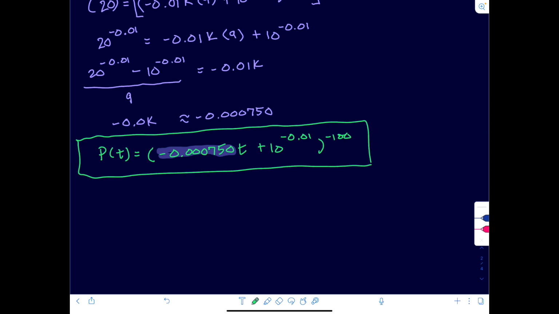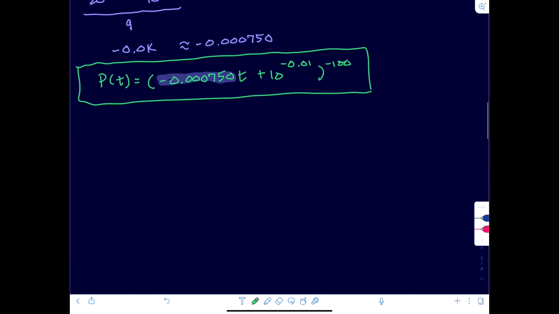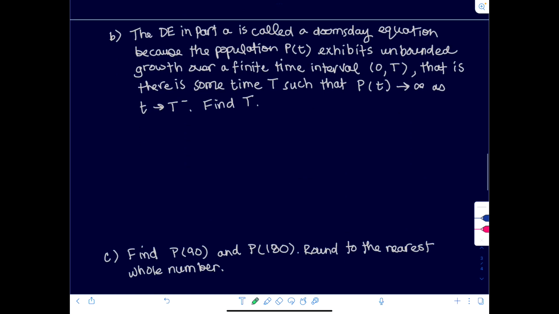So part B is asking us to take a look at what happens as P at T increases without bound. So what we found over here is called a Doomsday equation. So basically we have this P at T equal to negative 0.000750 times T plus 10 to the negative 0.01 raised to the negative 100.